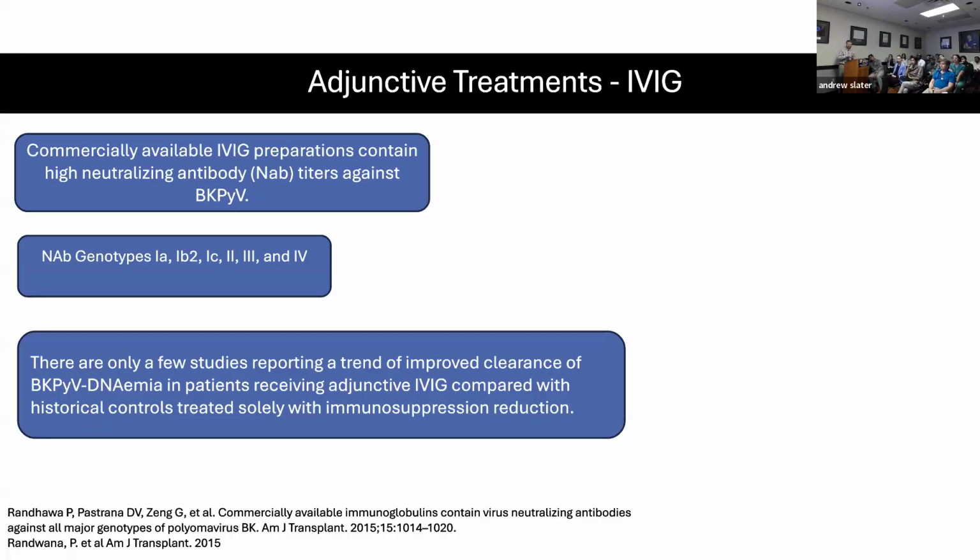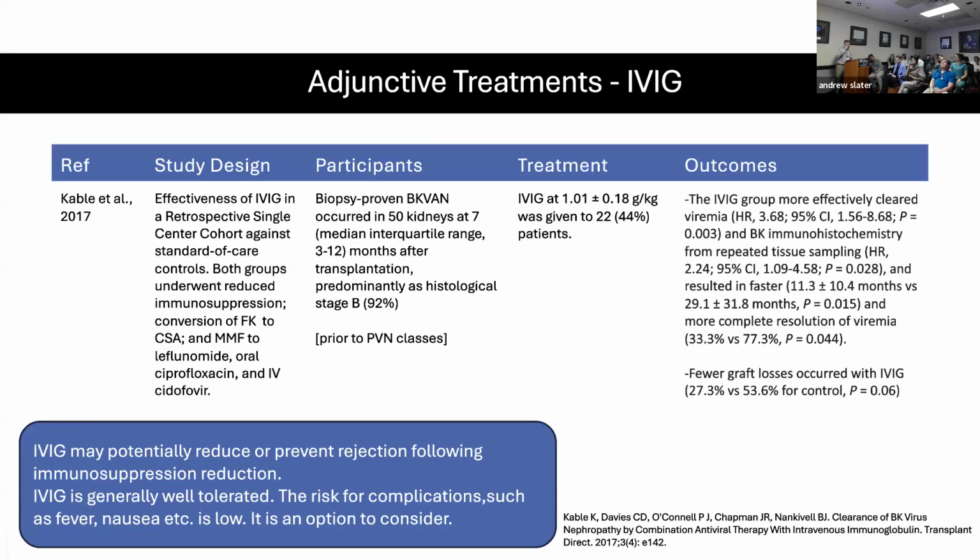There are only a few studies, however, reporting a trend of improved clearance of DNAemia in patients receiving adjunctive IVIG compared with historical controls treated solely with immunosuppression reduction. This is one of those studies. They looked at the effectiveness of IVIG in a retrospective single center cohort against standard of care controls. Both groups underwent reduced immunosuppression, conversion of tacrolimus to cyclosporin, some centers do that, and mycophenolate to leflunomide, some centers do that. They received oral ciprofloxacin, and then IV cidofovir was given to some.